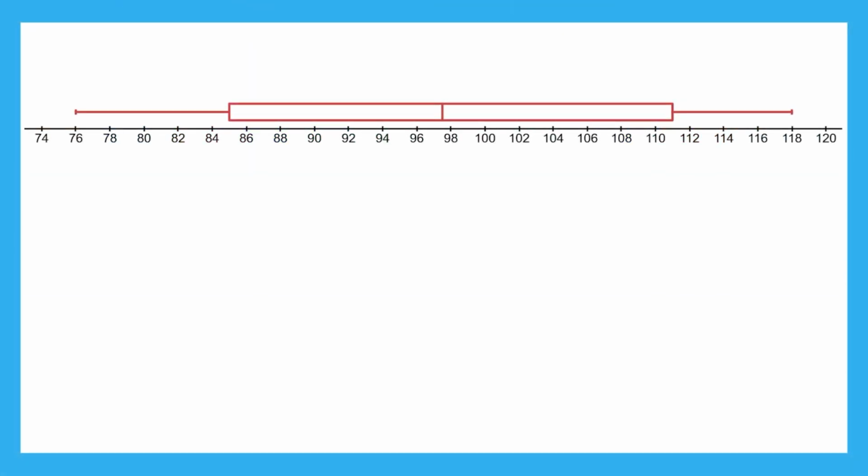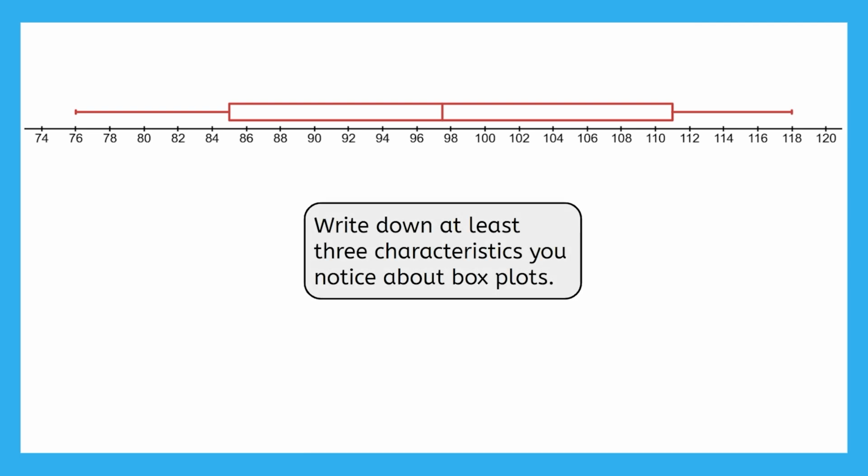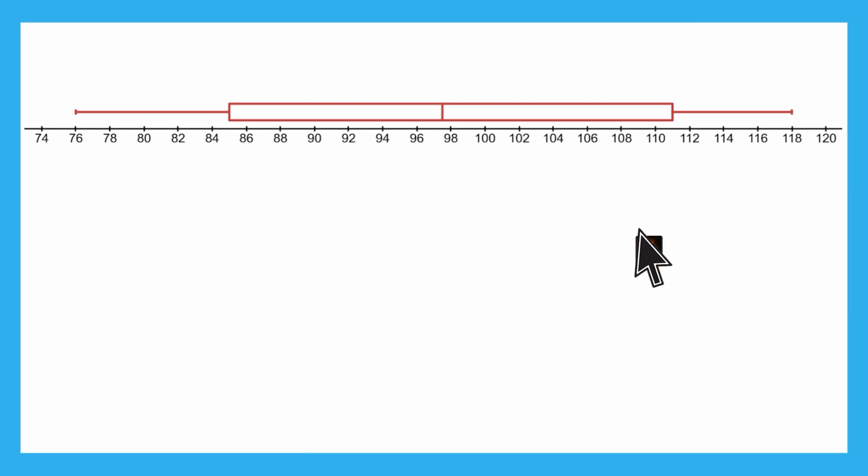What do you notice about box plots? Try to write down at least 3 characteristics. Pause the video to do so now. Our observations here might be different, and that's totally okay. Maybe you notice that this number line scaled by 2s below the box plot. Or maybe you notice that there's a box in the middle and that it's split into 2 sections. Or that there are lines coming out from either end of the box, each creating a section outside of the box.